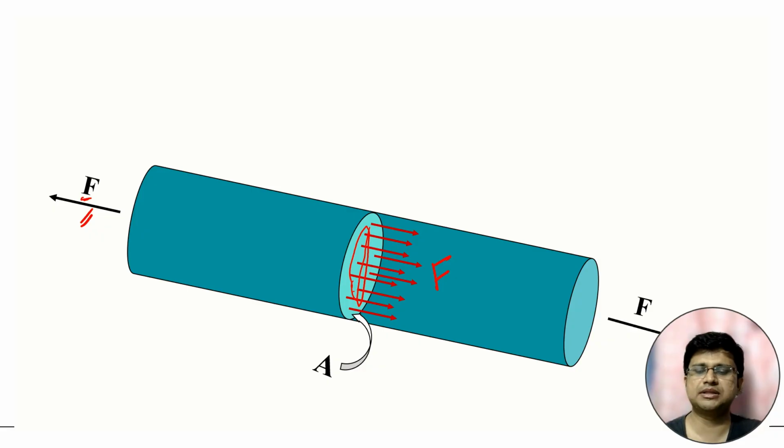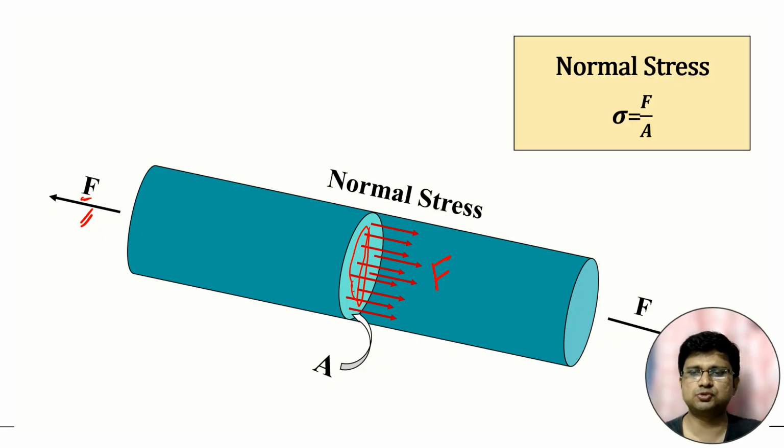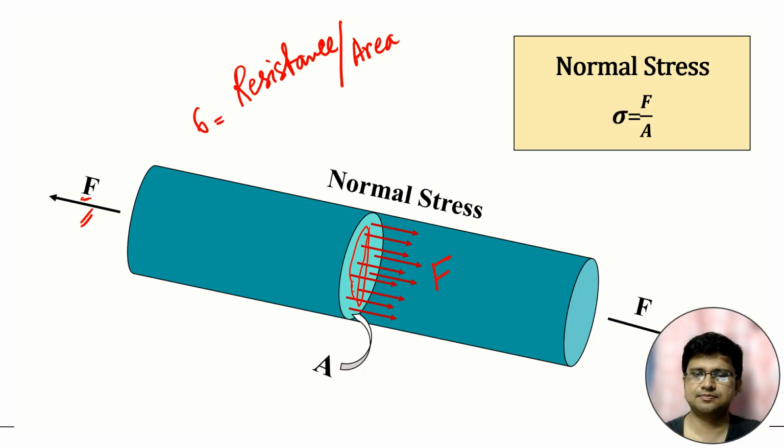So what will be the definition of stress? Stress will be F divided by A. Stress is the resistance per unit area. This is normal stress. Why are we saying normal stress? Because the force is applied in the normal direction of the cross section, so the resistance will also be in the normal direction. That's why we say this is normal stress, and normal stress is denoted by sigma. For any condition, it will be denoted by sigma.